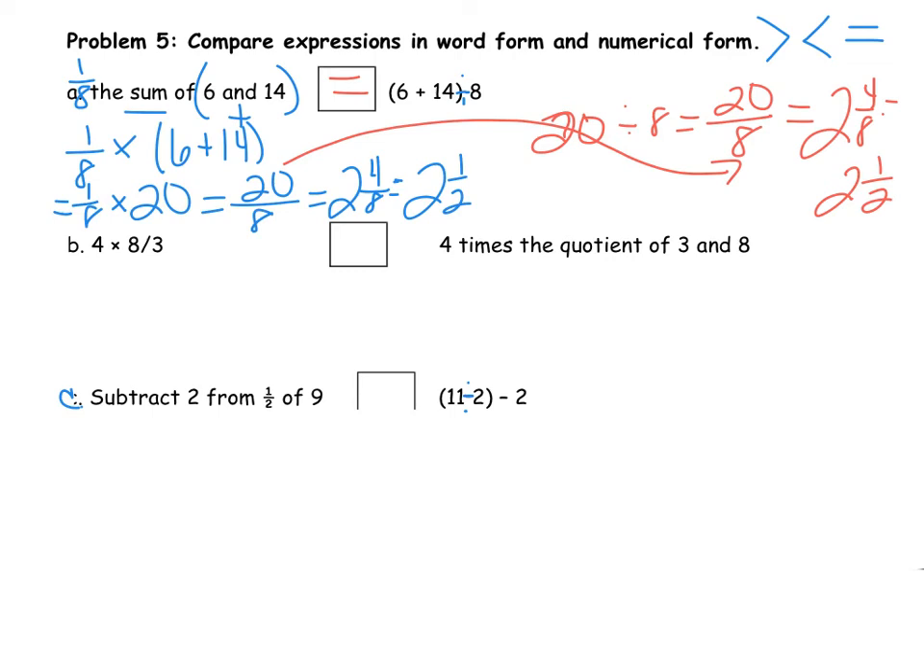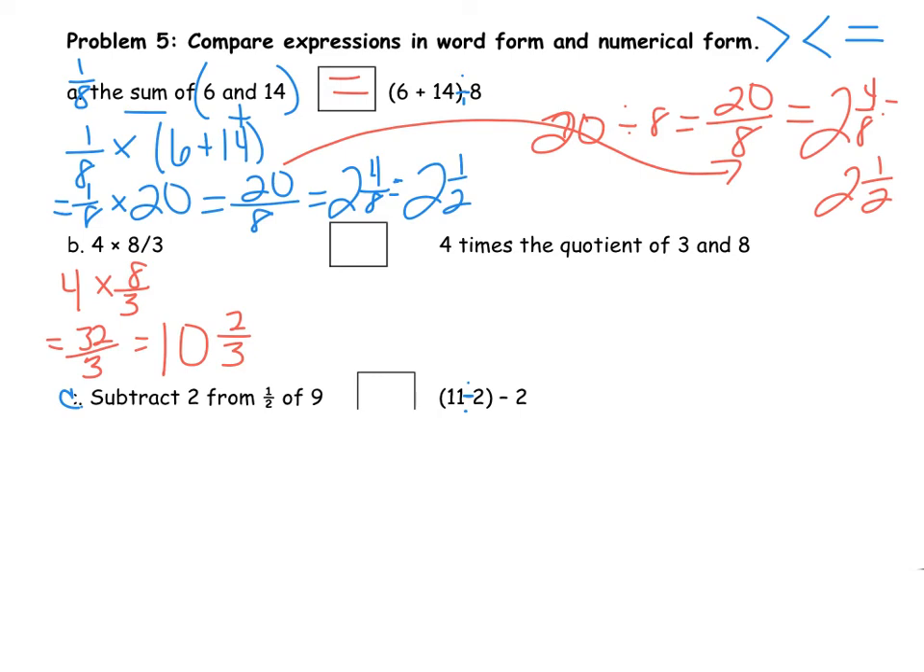Well, let's do letter B. 4 times 8/3. 4 times 8/3. Well, 4 times 8 is 32/3. And I know 3 can go into 32 10 times, because 3 times 10 is 30, and there's 2 left over, so 10 2/3.